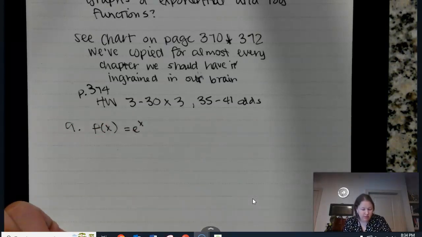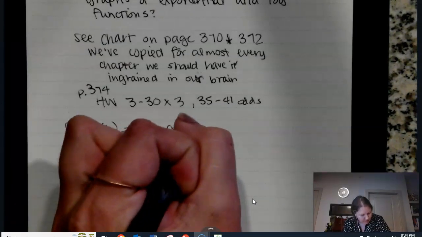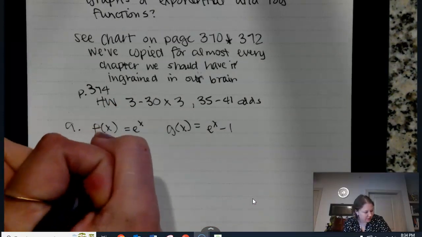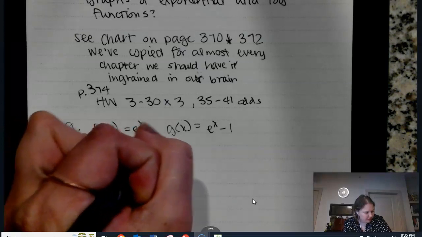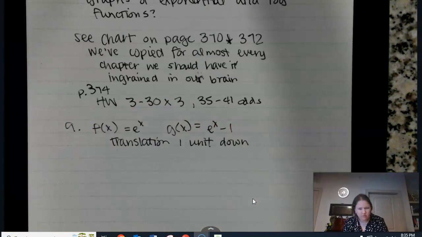Okay, so 9, you just start off with your E function, right? Euler's number raised to the power of x. And then your transformation now says you have Euler's number to the x minus 1, so it's just a translation 1 unit down. Easy peasy. So then you'd have 12 next. 12 is easy. You can do that on your own. Then you have 15 next.